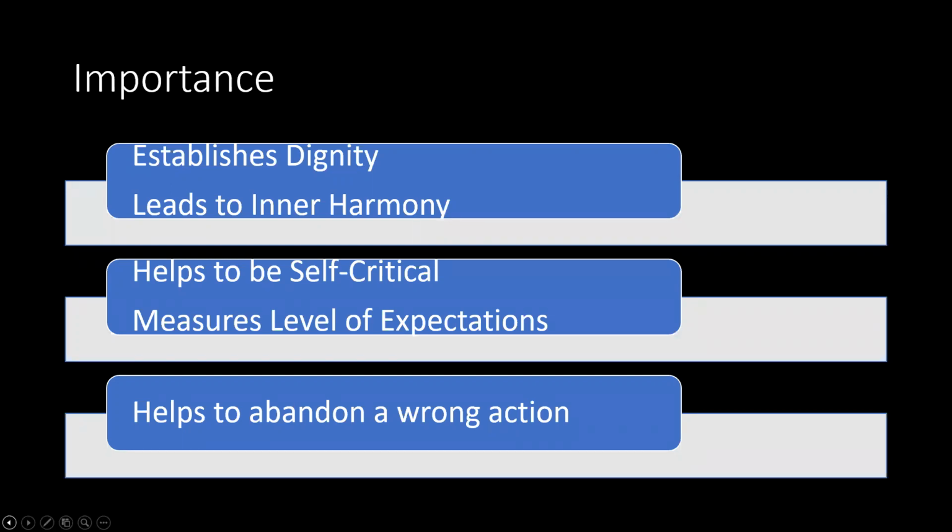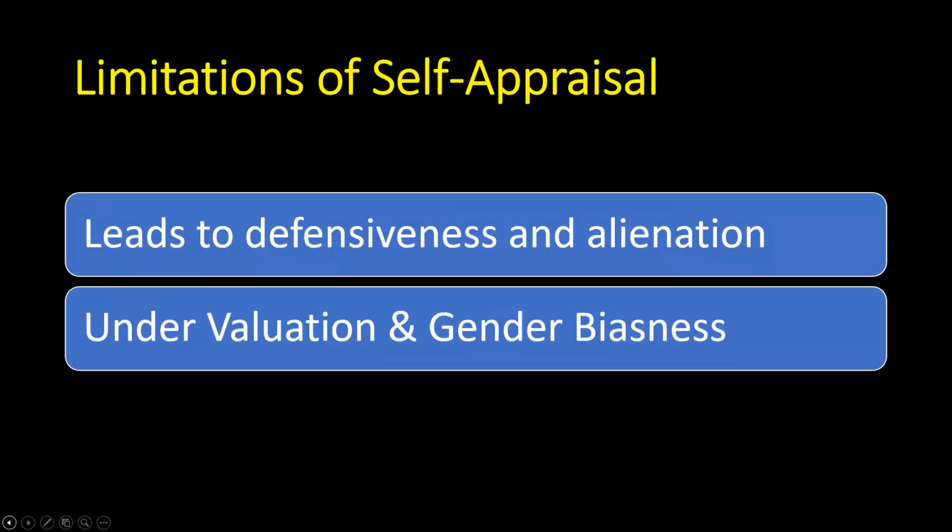But no system is left without limitations. There are a few limitations of self-appraisal. Many times it leads to defensiveness and alienation. Research shows that self-ratings sometimes may be biased. Either they could be undervalued, or they can be put on the spot. And sometimes it is also affected by gender biases. Research has found that women sometimes judge the quality of their work lower than the other gender. So that might be a limitation.